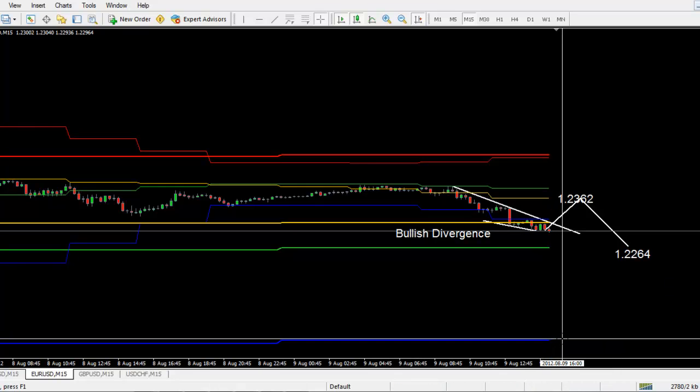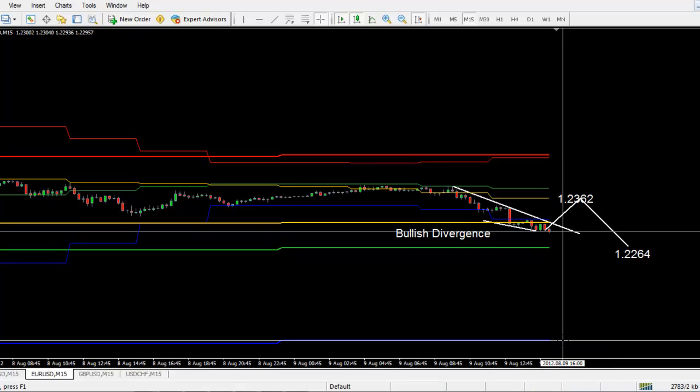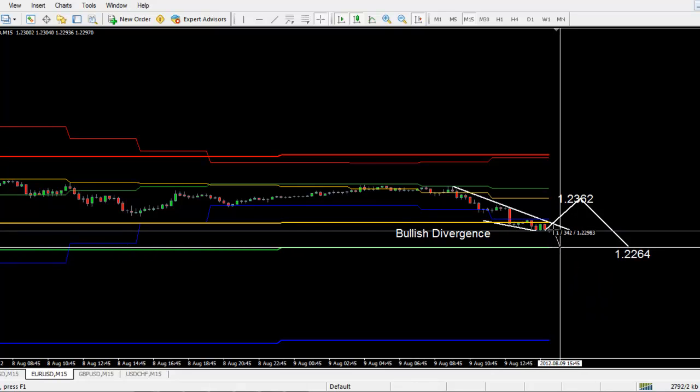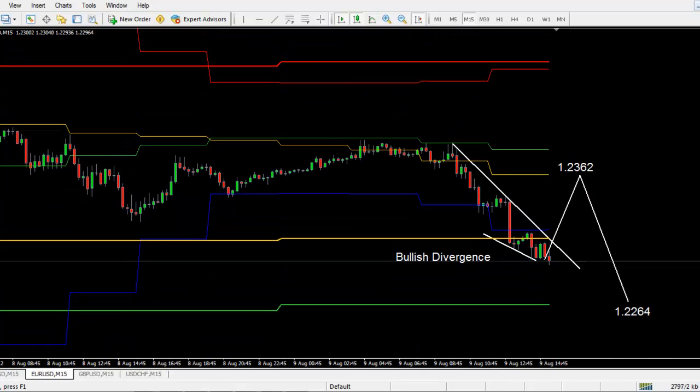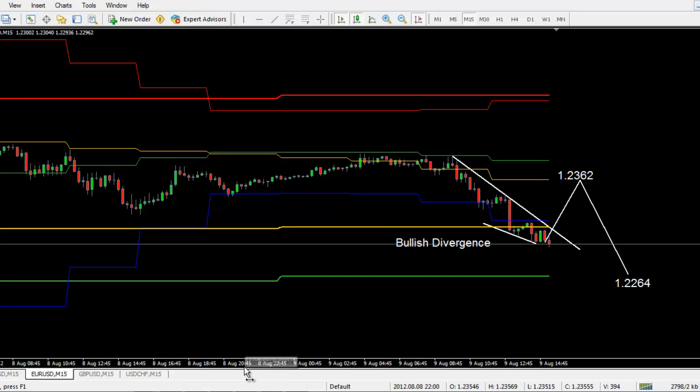Longer term, we could see 120.82, which is about 250 pips away. So I'm not guessing we're going to see that today. We're going to have to let the market move a little bit before that happens. So that's what I'm looking at on the Euro USD.